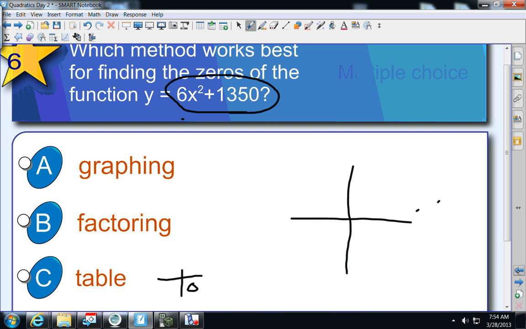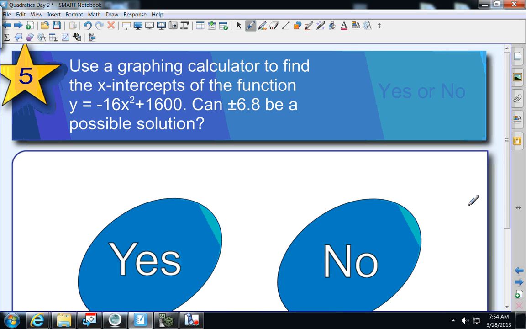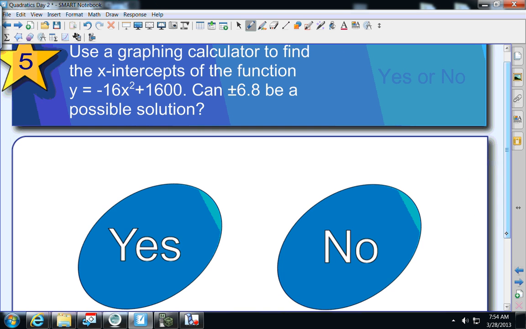Okay, let's see. It says using the graphing calculator, find the x-intercepts to the function. Can 6.8 be a possible solution? So right now I want you to go in the calculator, and what you need to do is put this right here into y1. And then I want you to press graph and look and see what the possible solutions are.